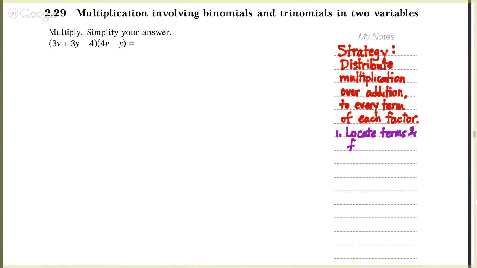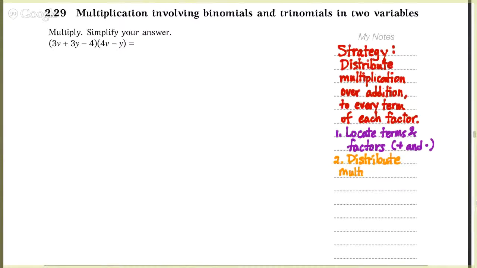So here's the strategy, step by step. Again, we're going to start by locating the operation. Here I'm going to phrase that as locating what are the terms in this problem and what are the factors, what are the things which are being added to one another, and what are the things that are being multiplied by one another in this problem.